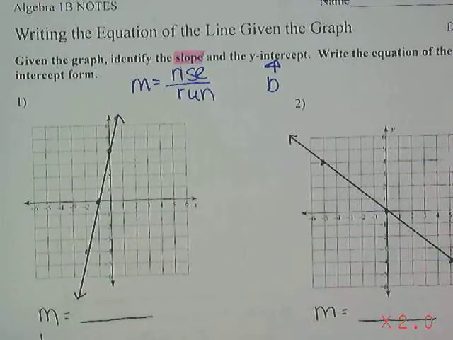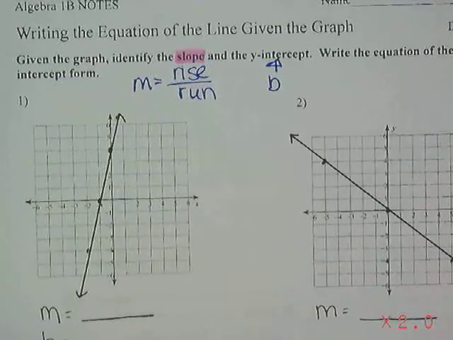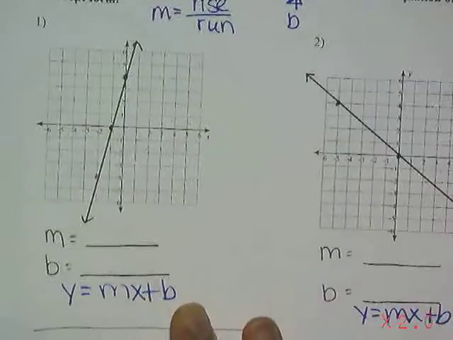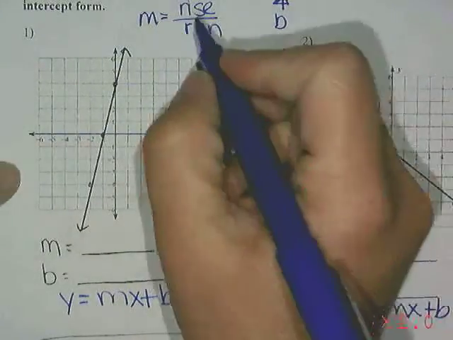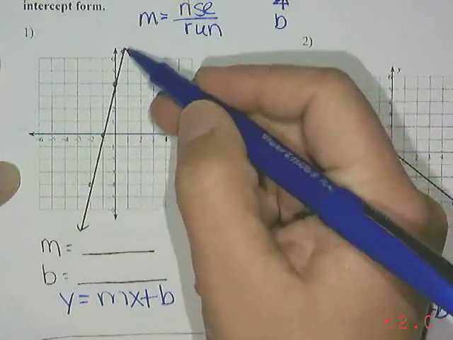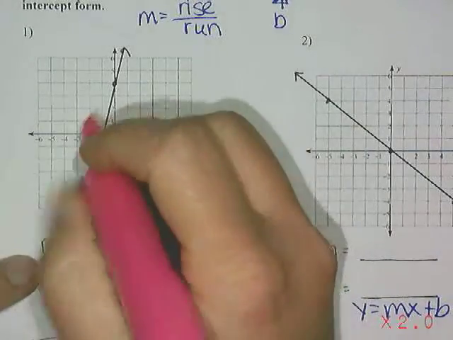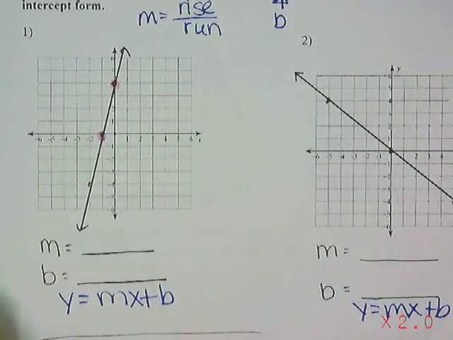So taking a look at number 1, in order to write the equation of a line in slope-intercept form, which is y equals mx plus b, I need to know what the slope is and what the y-intercept is. Remember, the slope is the rise over the run, and you're going to pick 2 points that are on the line itself. So what I'm going to do is pick this point right here and this point here. It doesn't matter which 2 points you want.